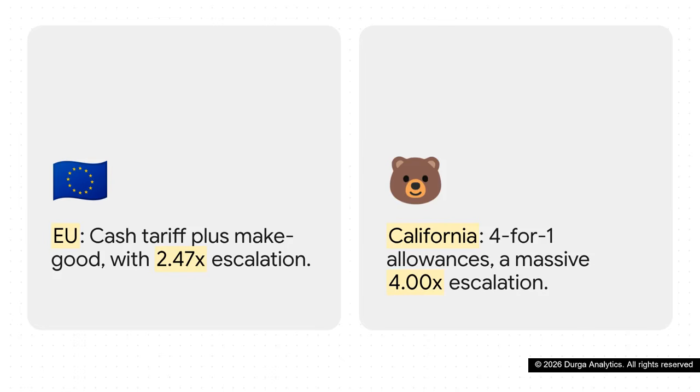But California? Oh, California is brutal. They demand 4 allowances for every one that you missed. That means in a rising market, the situation violently worsens both the penalty and the cure at the exact same time, handing you a massive 4x escalation multiple. No desk survives that gracefully.